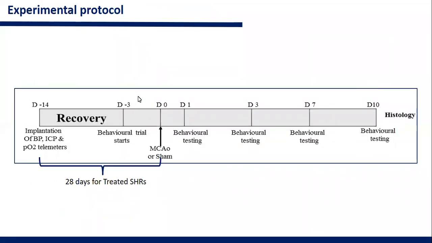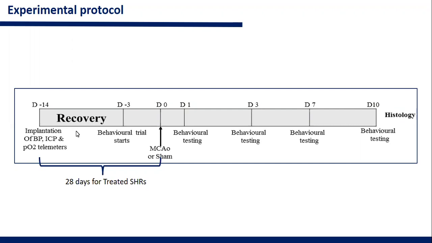Now, this is the method protocol for one animal. So 14 days before stroke surgery, all telemetry devices were implanted to gain the blood pressure, intracranial pressure, which is ICP, and the brain tissue oxygen signals. I will explain more about the telemetry implantation in the next couple of slides.